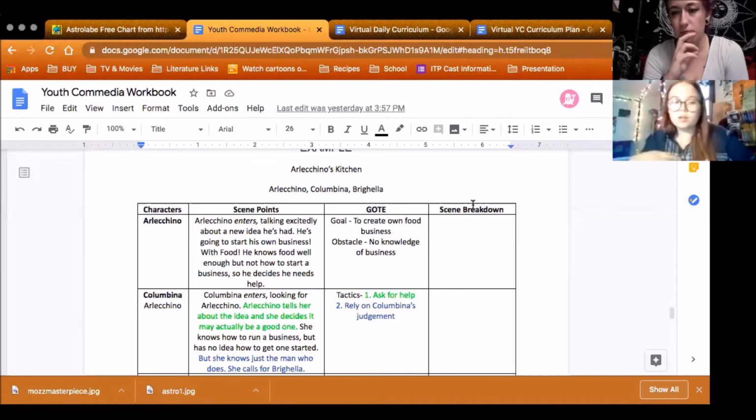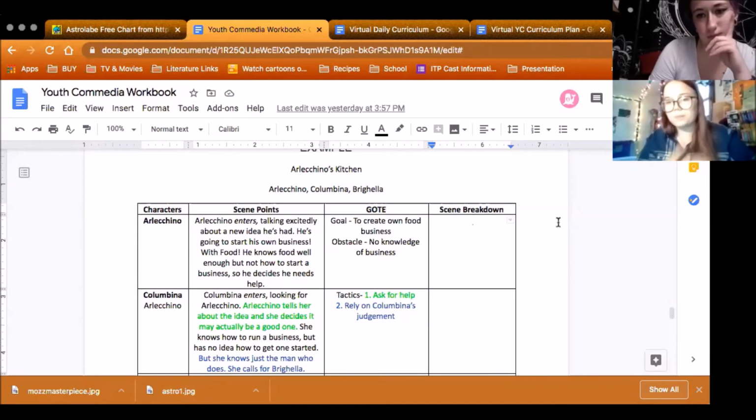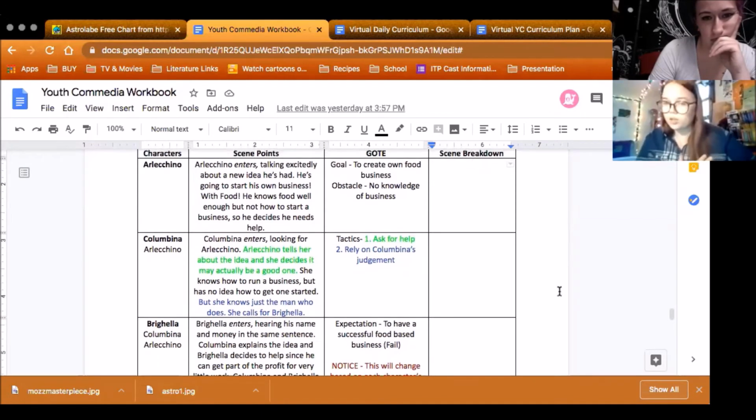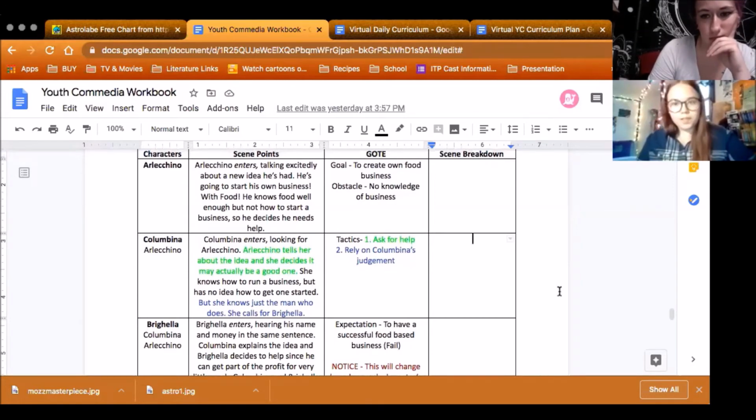So like Arlecchino entering, he's gonna start his own business, he knows he needs help. So like your first beat might be Columbina deciding to help Arlecchino. That might be one beat. And then Brigella entering even could be a beat because Brigella changes so much when he enters. So beats are just inherently a point in the scenario where something important happens, either conflict-wise or character-wise. So like if your character discovers something really important about the scene or about themselves, that could be a beat. Or if something happens conflict-wise, like Arlecchino deciding to start his business, that could be a beat.